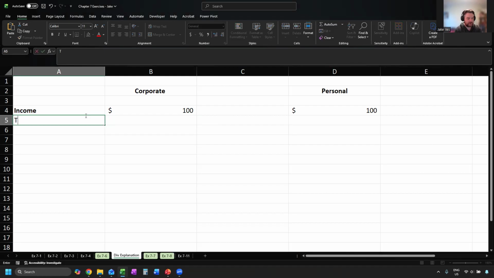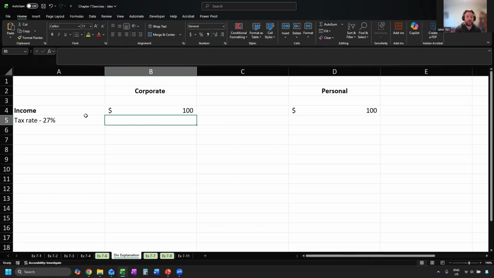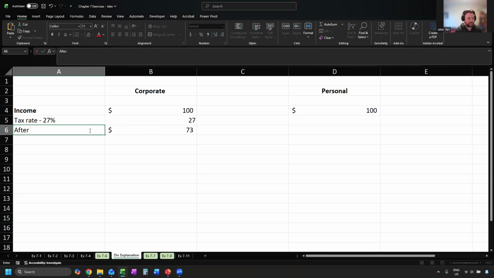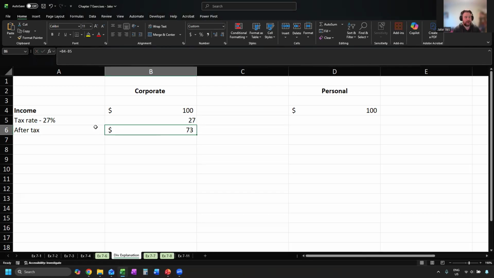If the corporate tax rate is, say, 27%, that means they're going to pay $27 in taxes. So the $100 they earned minus the $27 in taxes they paid, their after-tax income is $73. So the company made $100, paid taxes. Now the company has $73 left. I, the shareholder, I own the corporation. I want all of the after-tax money to come to me.